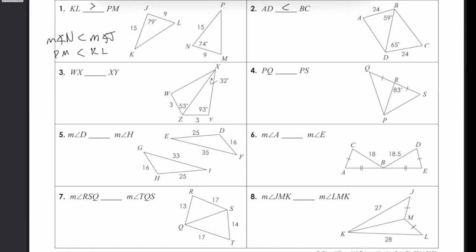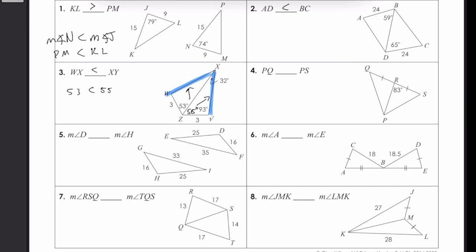On number 3, we know that WX and XY are the ones we're looking for. They're opposite of the angles that we're given, but we don't actually have the measure of angle Z. So what you'll need to do here is use the 32 and the 93 to find out that angle XZY is actually 55 degrees, which means that XY is slightly bigger, which means that WX is going to be less than XY, because 53 is less than 55.